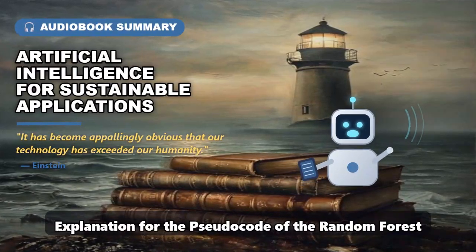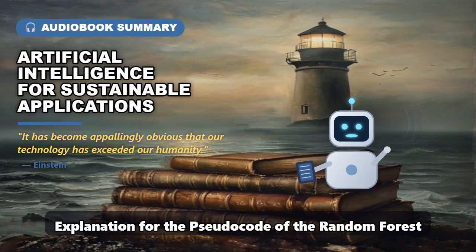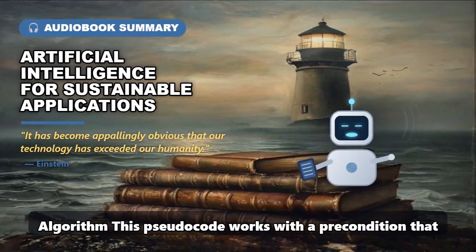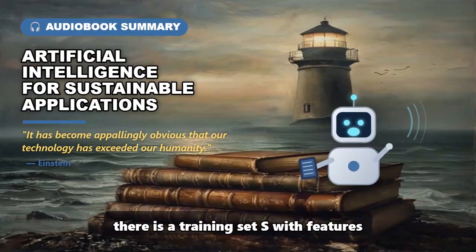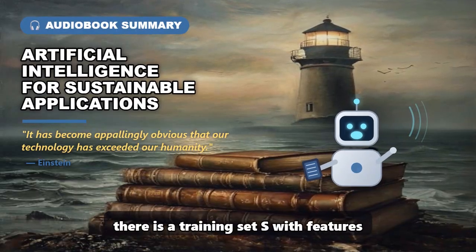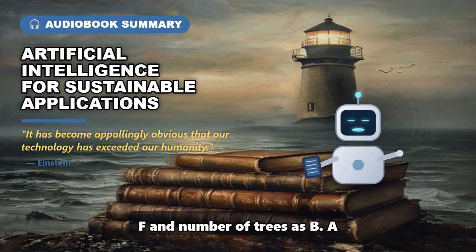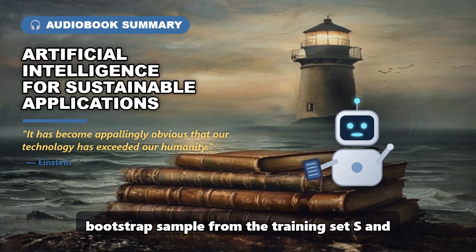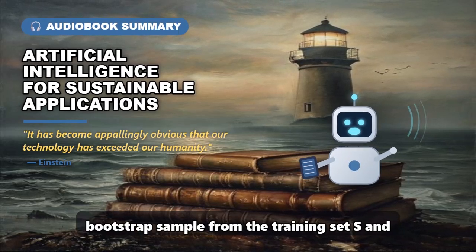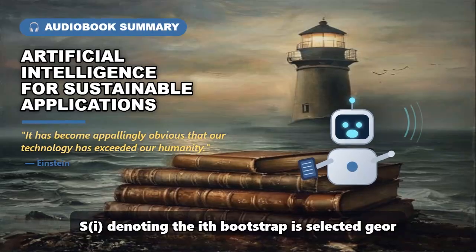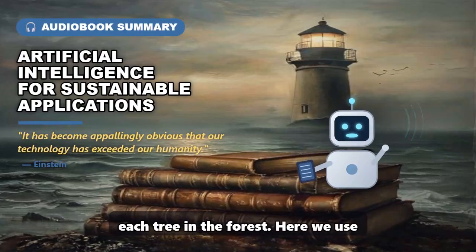Explanation for the pseudocode of the random forest algorithm. This pseudocode works with a precondition that there is a training set S with features F and the number of trees as B. A bootstrap sample S_i, denoting the ith bootstrap, is selected from the training set S to draw each tree in the forest.